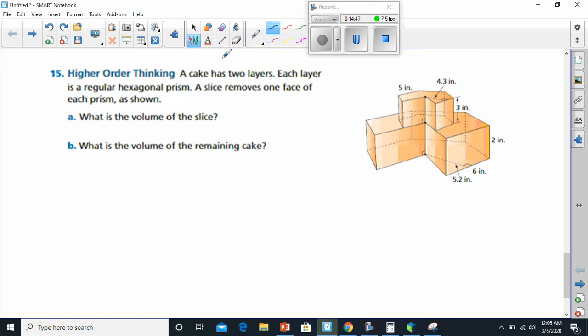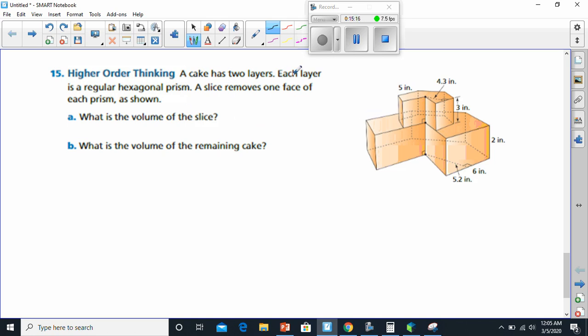When we look at this one, we say that it's got a cake of 2 layers. Each layer has a rectangular hexagonal prism. The slice removes one face of each prism, as shown. A hexagonal prism, it removes one slice of each prism, as shown. What is the volume of the slice?